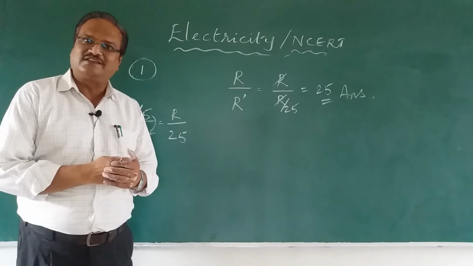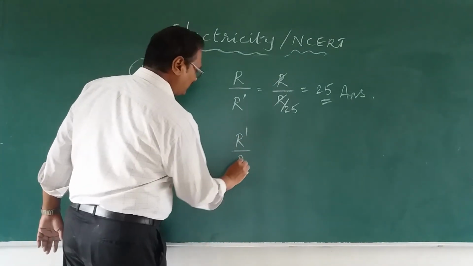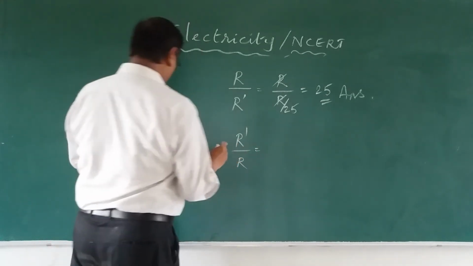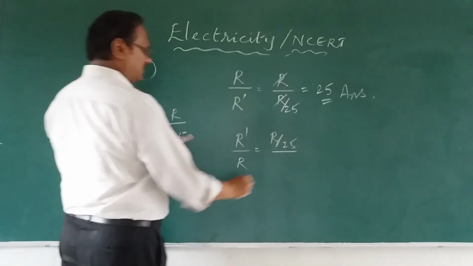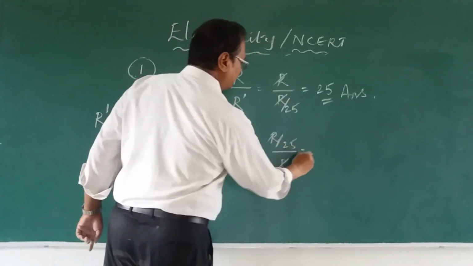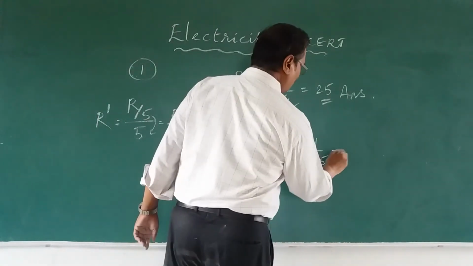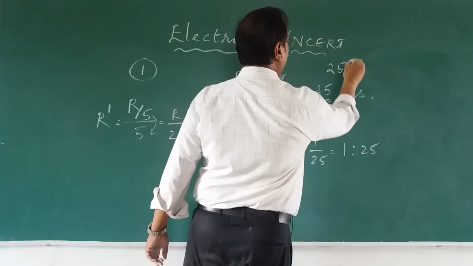Sometimes they also may ask you what is the ratio R dash upon R. Then you should take R upon 25 divided by R. See here, it becomes 1 upon 25. In exam, they will give you in ratio which is 1:25. And here it is 25:1.